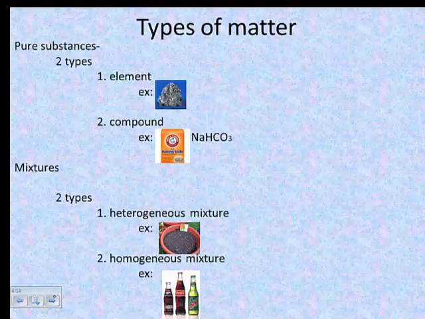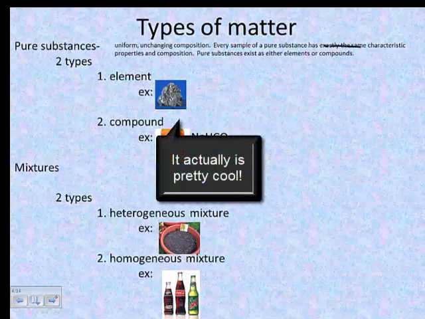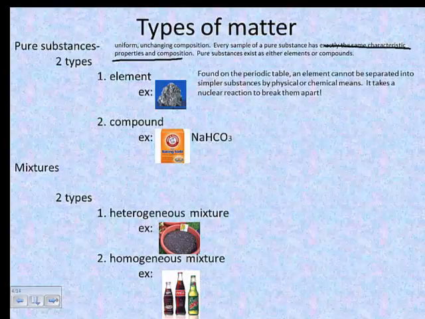Let's go back and classify these a little bit more in depth. So pure substances have uniform, unchanging composition. A cool thing about pure substances is that they have exactly the same characteristic properties and composition in every sample of it. So you can take a gallon of your pure substance versus just a little grain of your pure substance. They're going to have the same characteristics and properties. Now, elements. Elements are found in the periodic table. Obviously, you cannot separate elements into anything smaller. We'll find out later on that's not true. That takes a nuclear reaction to break them apart. We're going to focus on chemical reactions till the end of the semester when we talk about that. So elements cannot be broken apart, and they're found in the periodic table. That's what you need to get from that.